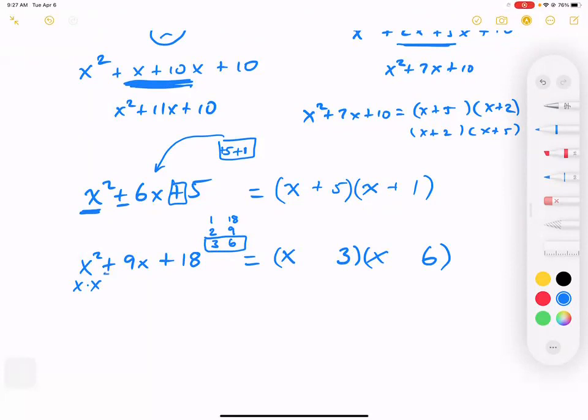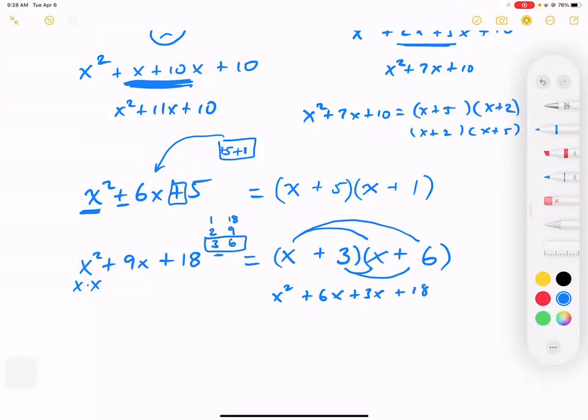Now, plus plus is an easy trick here. Plus plus will always be plus plus for us. But I want you guys to believe that this is true. Let's double check. X times x is x squared. X times 6 is 6x. 3 times x is 3x. And 3 times 6 is 18.